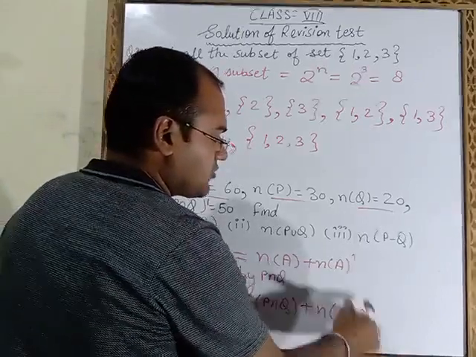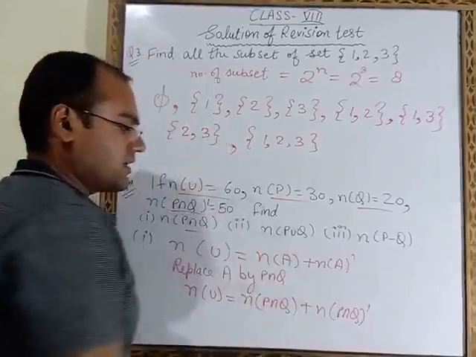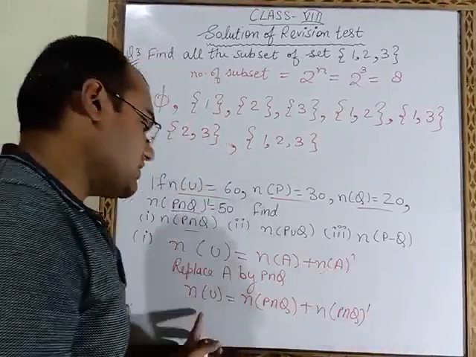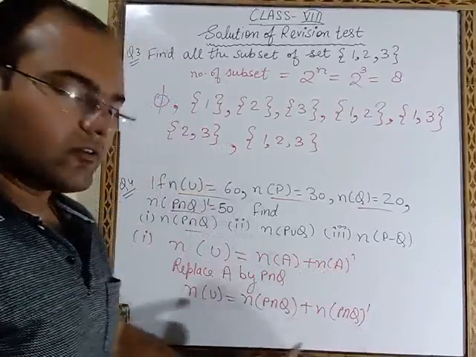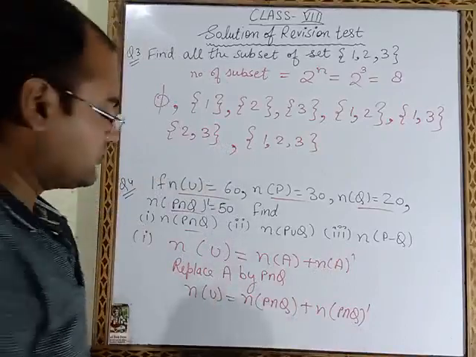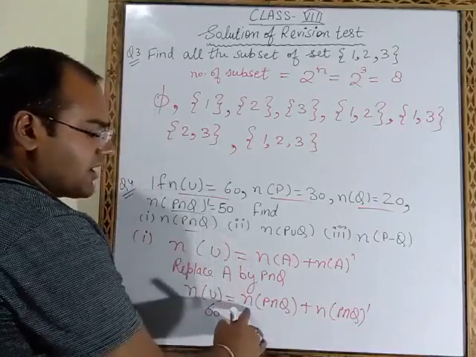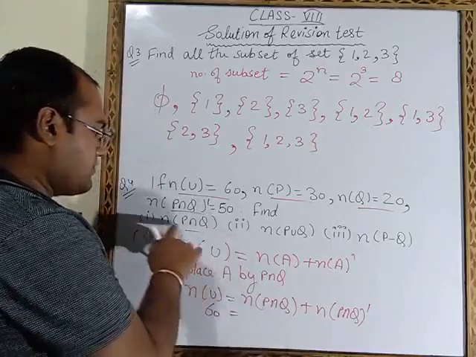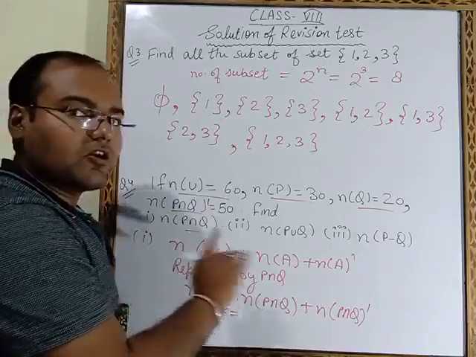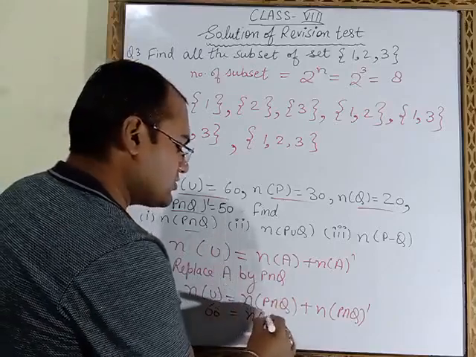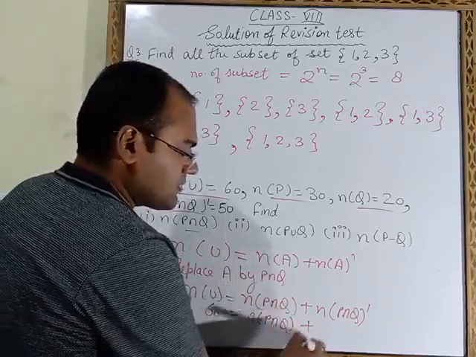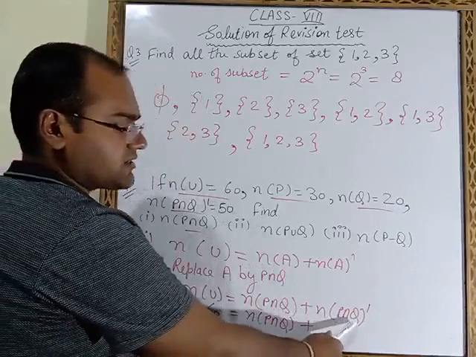n(P ∩ Q)' is coming, this complement we will take. So this formula we had changed, and a new formula we have made ourselves. Now we will put the values. The universal value is 60, which is equal to n(P ∩ Q), which we have to find. We don't know the value of n(P ∩ Q), so we will write this as it is, plus n(P ∩ Q)'.